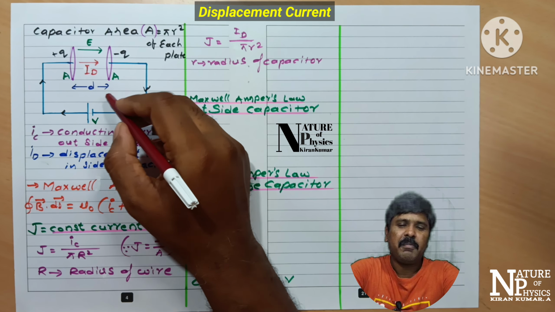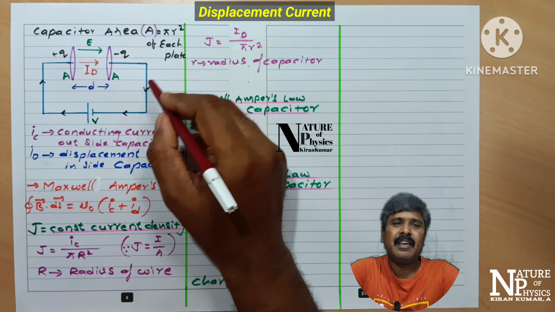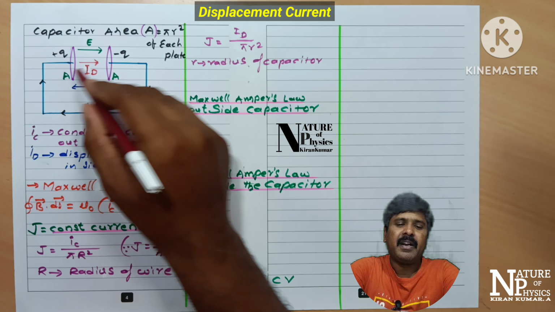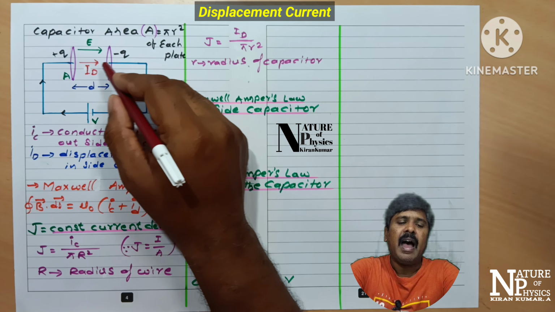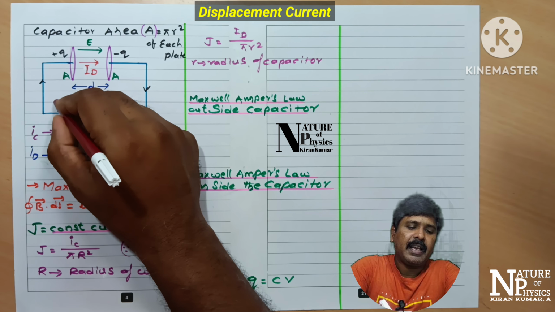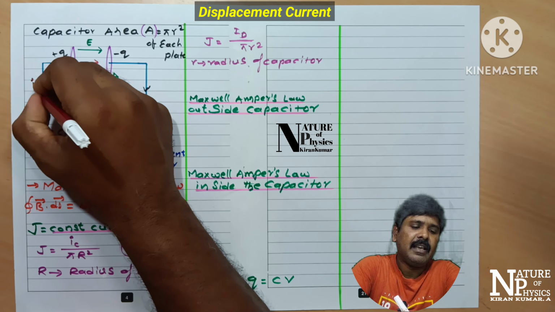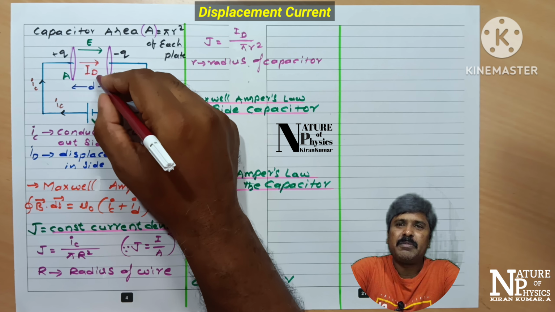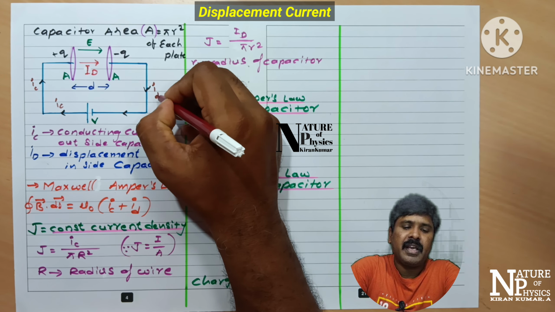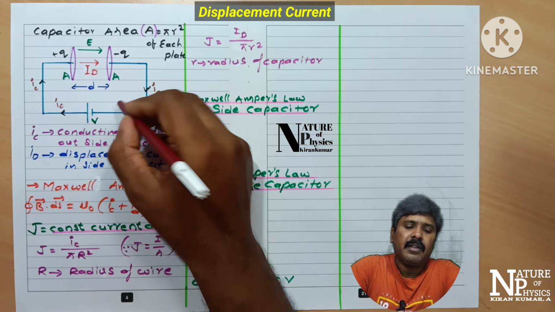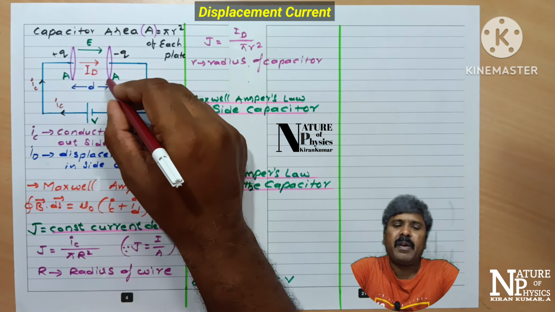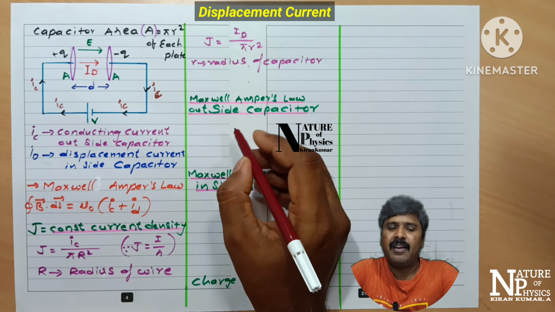See student, consider a parallel plate capacitor of capacitance C, each plate of area A equal to pi r square. This is the positively charged plate and this is the negatively charged plate, connected to a battery of potential V. This current is taken as the conducting current IC, and the current inside the capacitor is taken as the displacement current. Outside the capacitor it is also conducting current. Only between the capacitor plates do we consider the displacement current ID.